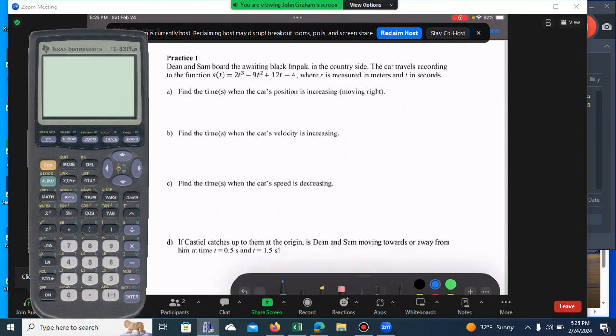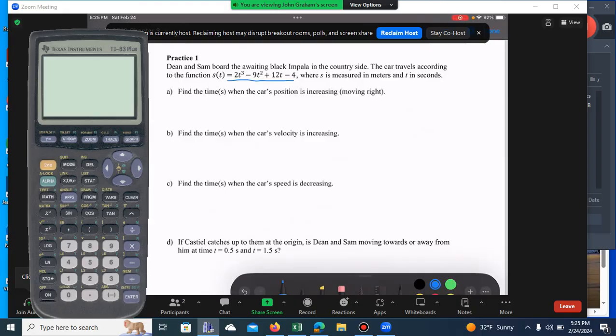The next one is you have a car, and it's going to follow the function here. S of t is 2t to the third minus 9t squared plus 12t minus 4. Again, S is in meters, t is in seconds.